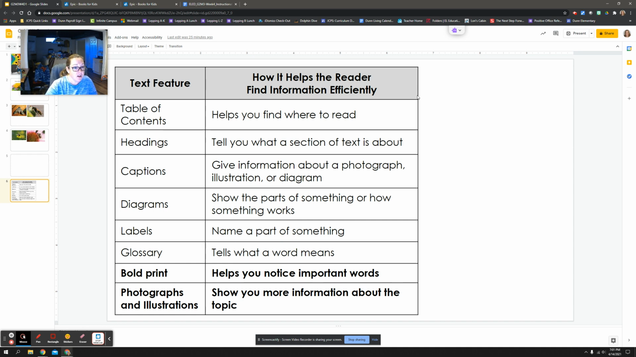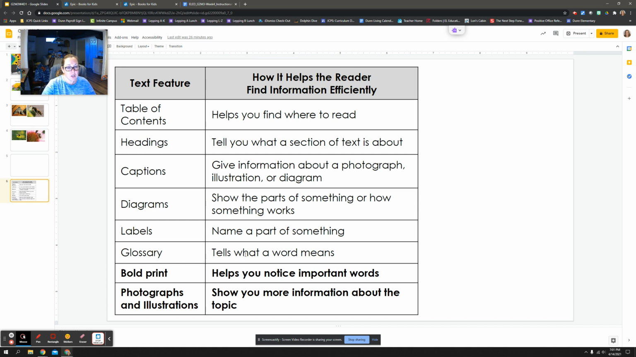So I know that I said I didn't see a table of contents in there. That was strange, wasn't it? But I certainly saw those headings. And that told us what the section was going to be about. I saw the captions that told us about some of those photographs. Some diagrams where it shows you the part. Labels that name a part of something.